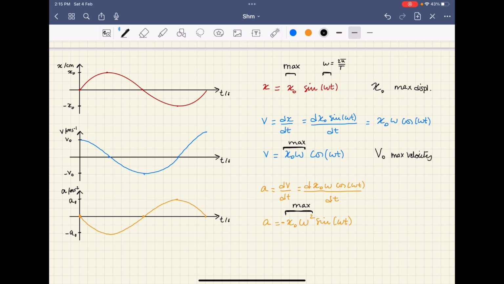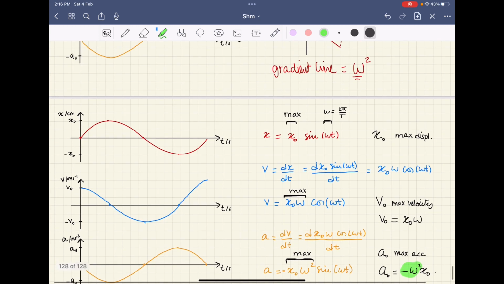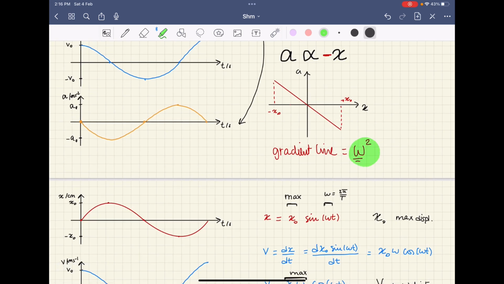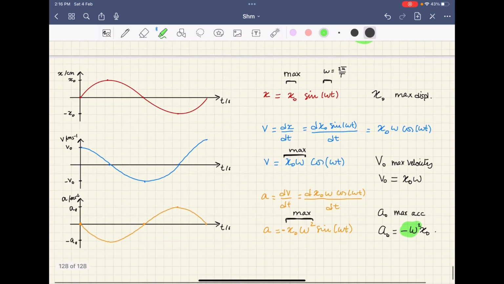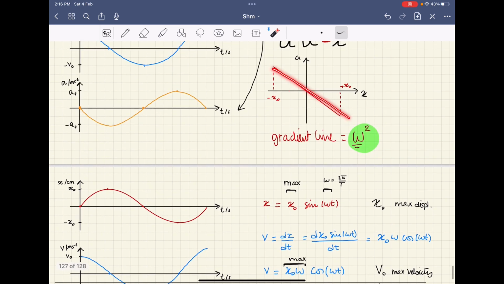And so we can have that x0 is the maximum displacement of the pendulum, v0 the maximum velocity. v0 has an expression equal to x0 omega. a0 is the maximum acceleration. a0 has the expression of minus omega squared x0. Okay, and so look at this. This represents what? It represents the gradient of our line. And it shows us also the relationship between a and x, and it shows us that they're proportional, and that the factor of proportionality is the gradient, which represents the negative.